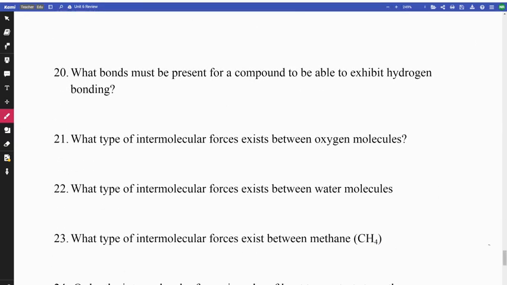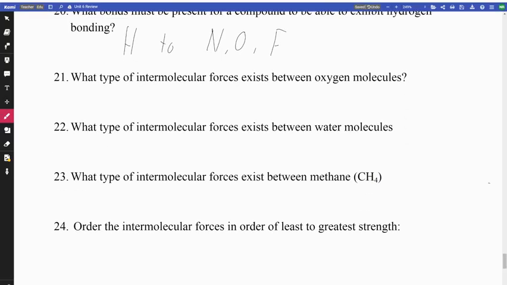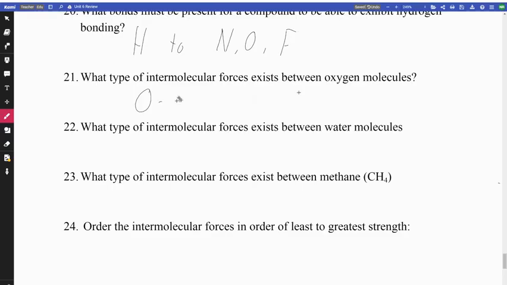All right, so what bonds must be present for a compound to be able to exist in hydrogen bonding? We already talked about that. Hydrogen bonded to N, O, or F. What type of intermolecular forces exist between oxygen molecules? So if we have oxygen bonded to another oxygen, that is a nonpolar molecule. If it's nonpolar, it does not have dipole-dipole. It does not have hydrogen bonding, but everything has London dispersion forces. So that is the only thing that it has.